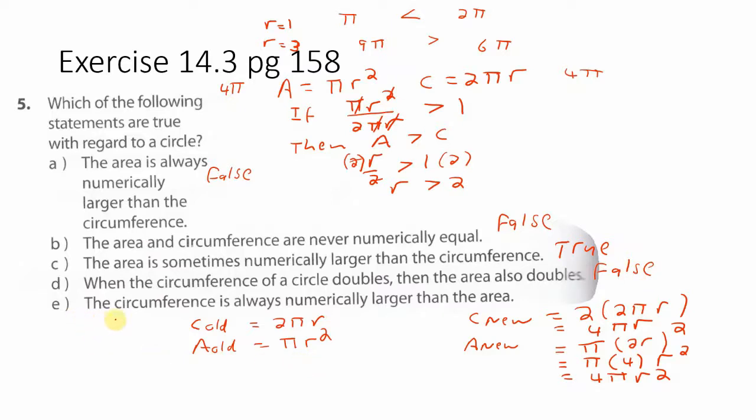Finally, let's look at E. The circumference is always numerically larger than the area. We already shown this is not true. It depends if the radius is larger or smaller than 2. So this is also definitely already shown as false.